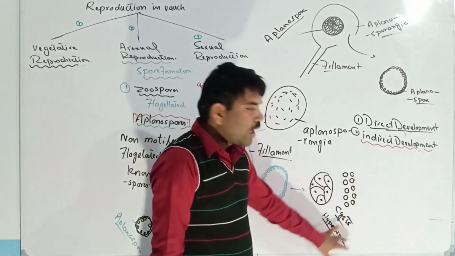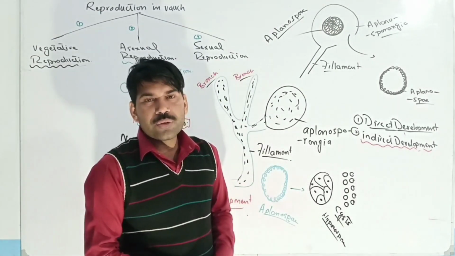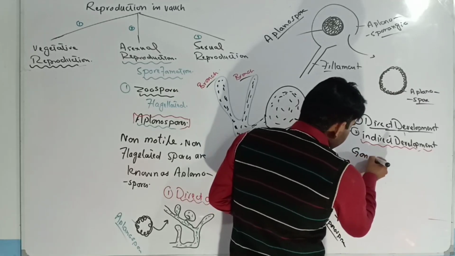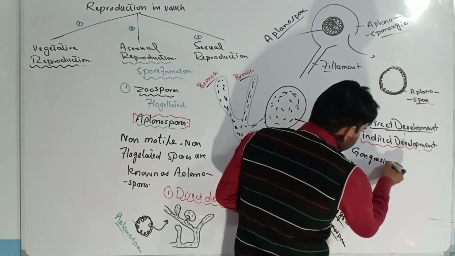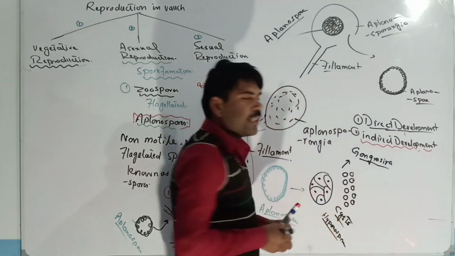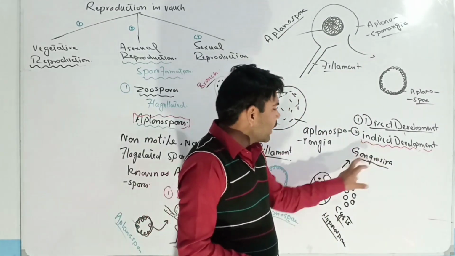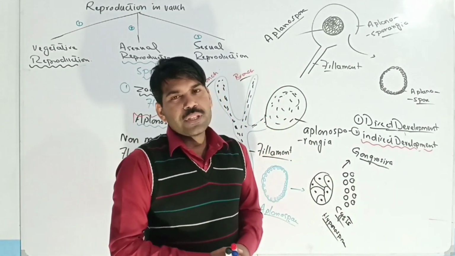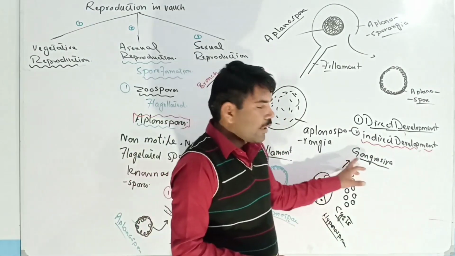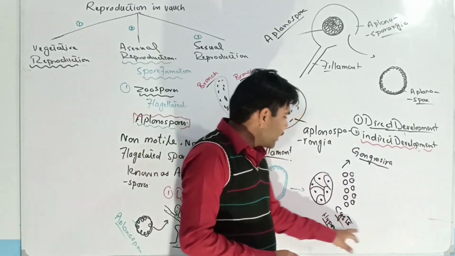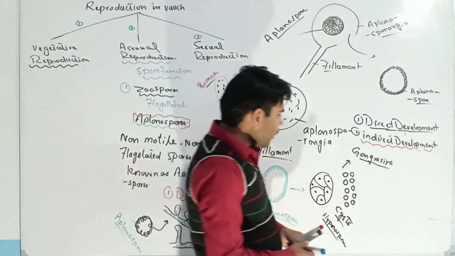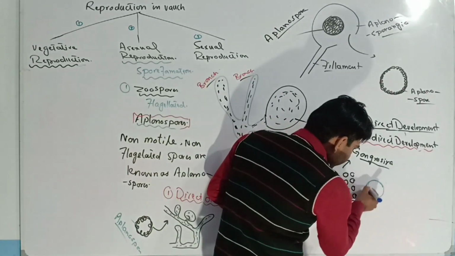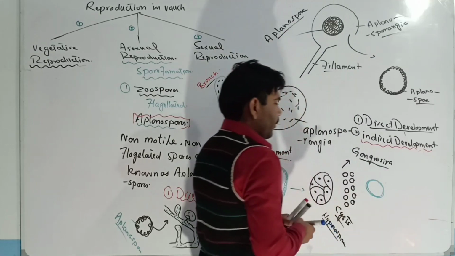This stage of Vaucheria is known as Gongrosira. Why is this stage known as Gongrosira? Because these cysts resemble an alga which is known as Gongrosira. So that's why this stage is known as Gongrosira. So now these are the cysts as well as hypnospores.